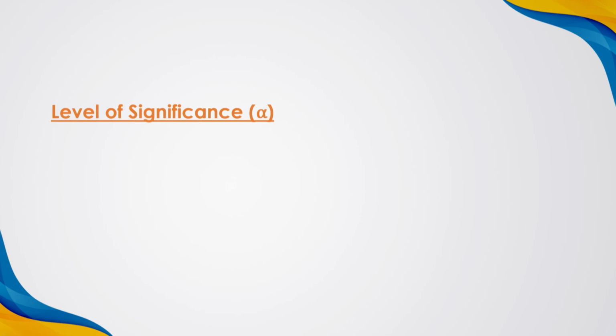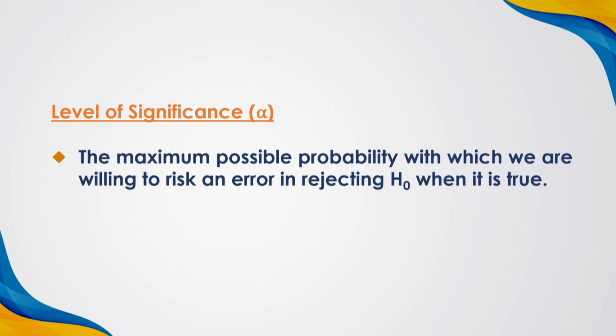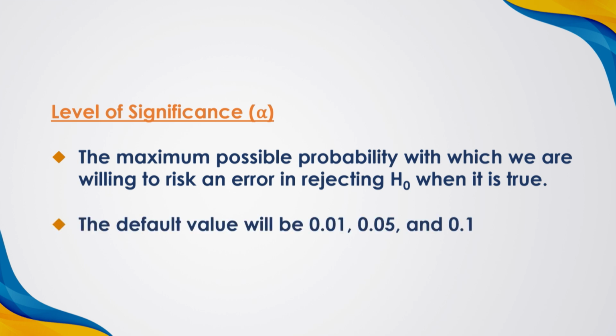Now level of significance alpha is the maximum possible probability with which we are willing to risk an error in rejecting H naught when it is true. The default values are 1%, 5% and 10%. I can explain level of significance with a simple example: a student decides that he will secure 85 in the exam. That is, he is accepting a risk towards the 15 marks he is going to lose. Similarly, in every product they may not assure 100% quality or 100% result, as like 99.9% can be possible.